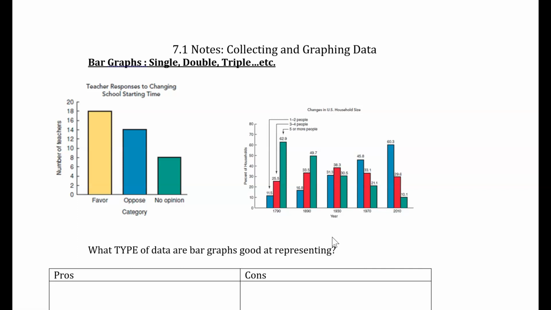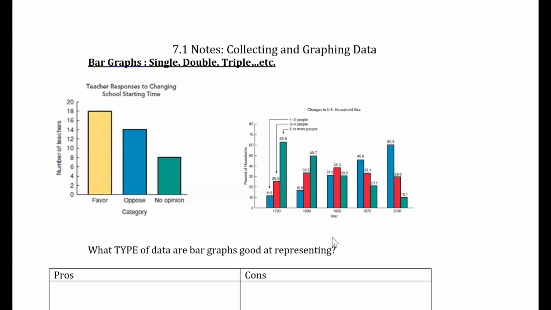Hi, welcome to section 7.1, which is our first section in Math 149. We're going to talk about collecting and graphing data today. We're not going to do so much collecting in this video, but we're going to look at a lot of graphs, different types of graphs, and talk about what type of data these specific types of graphs are good at representing, and maybe some pros and cons with each type of graph.